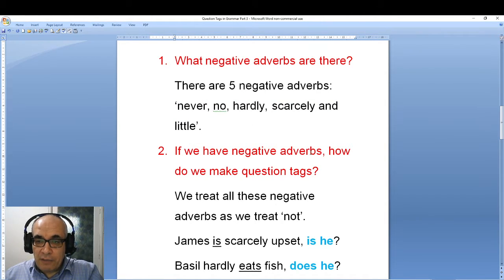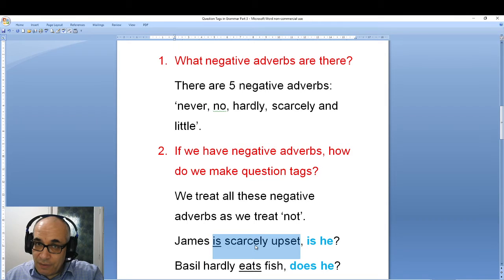If we have negative adverbs, how do we make question tags? The answer is we treat all these negative adverbs as we treat not. James is scarcely upset. So here, scarcely is like not. Is scarcely upset, it means is not upset. This means the sentence is negative.